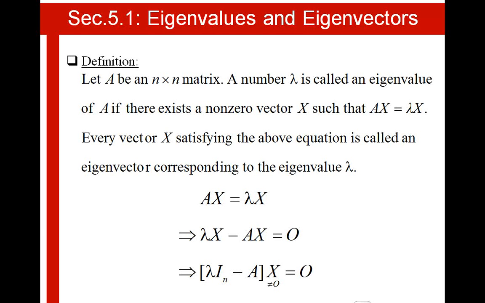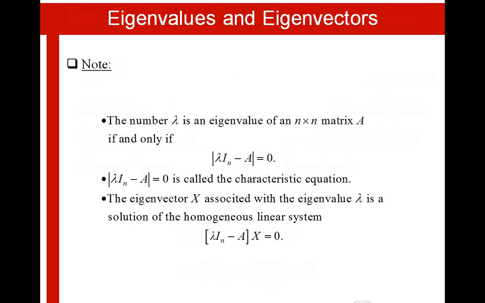Let's further expand on these ideas by looking at some notes related to this subject. The number lambda is an eigenvalue of an n by n matrix A if and only if the determinant of lambda I minus A is equal to 0. And this equation, determinant of lambda I minus A equal to 0, is called the characteristic equation. The eigenvectors x associated with the eigenvalue lambda are solutions of the homogeneous linear system (lambda I minus A) times x equal to 0.